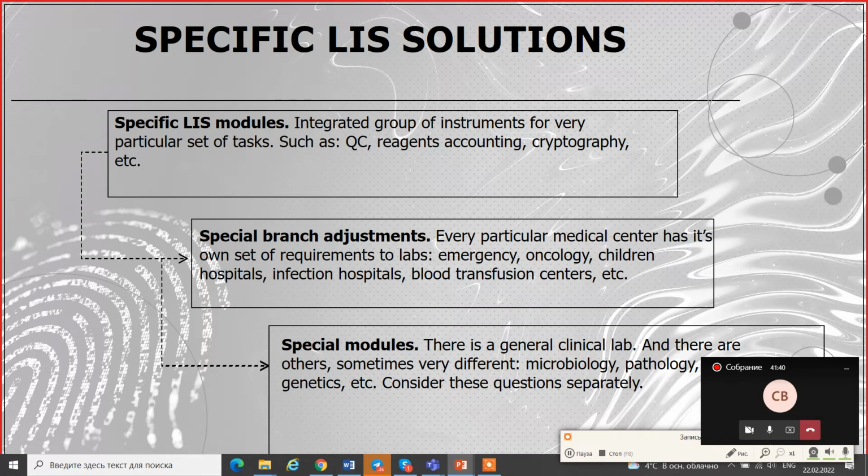And specific LIS solutions, of course, because LIS is also not a monolith. It has different modules, it has different branches: QC, reagents accounting, cryptography, etc., etc.